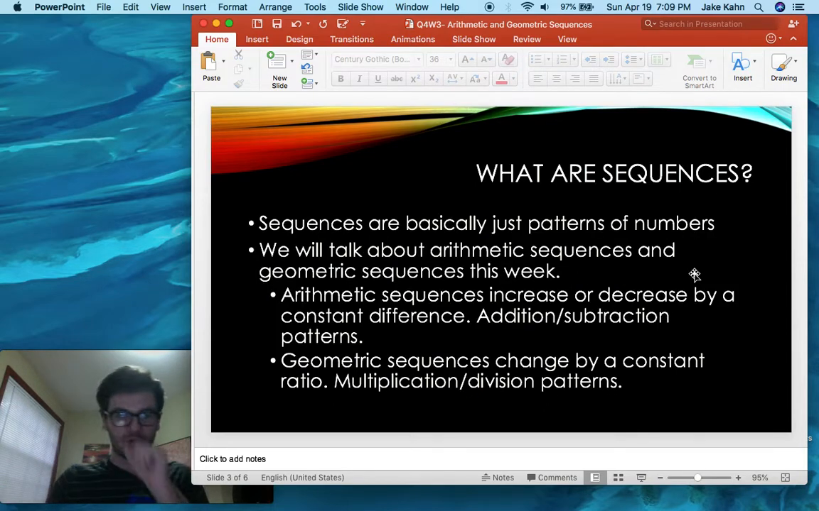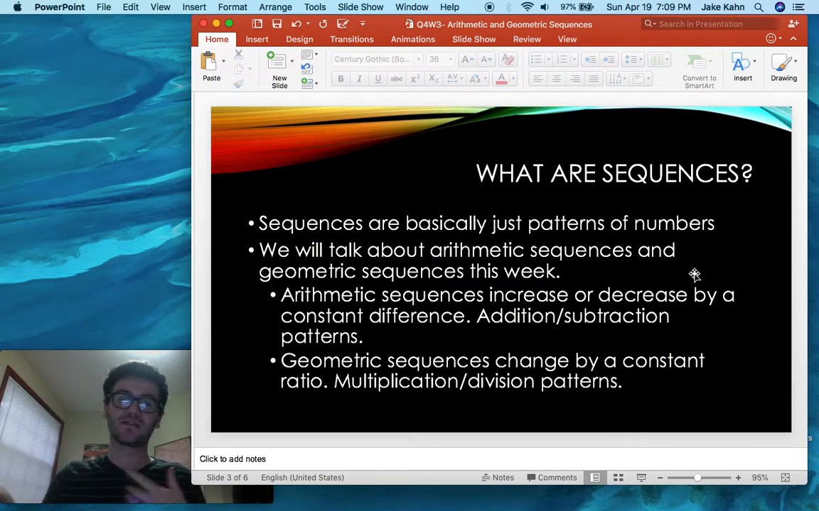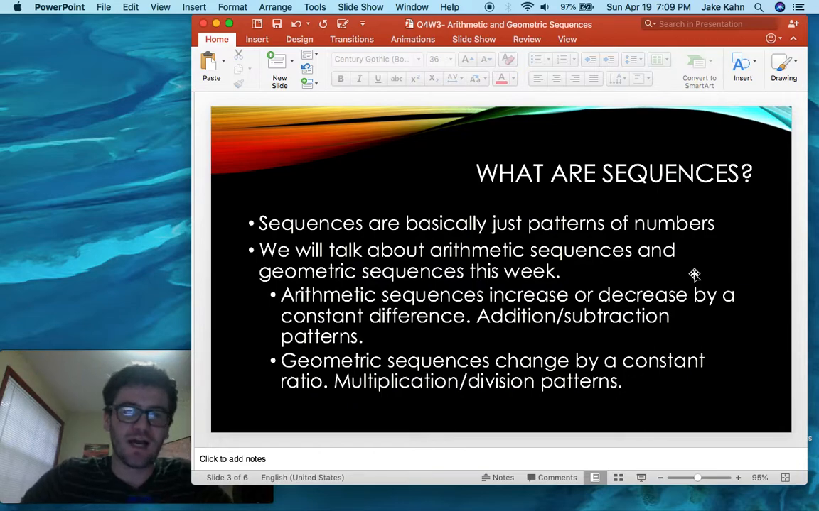All right, so the title of the unit we're talking about this week and next week is sequences and series. This week we're focusing on sequences, next week we're focusing on series. So what are sequences? Sequences are basically just patterns of numbers. That's it. We'll talk about arithmetic sequences and geometric sequences this week.